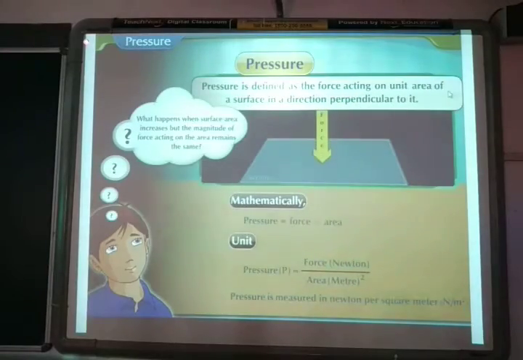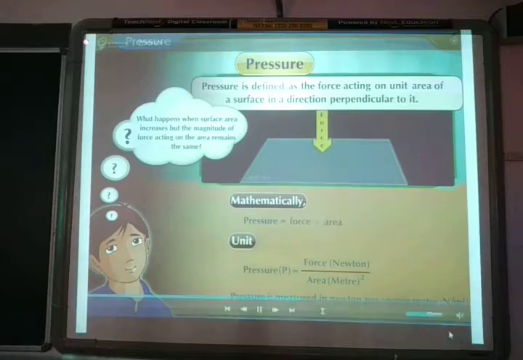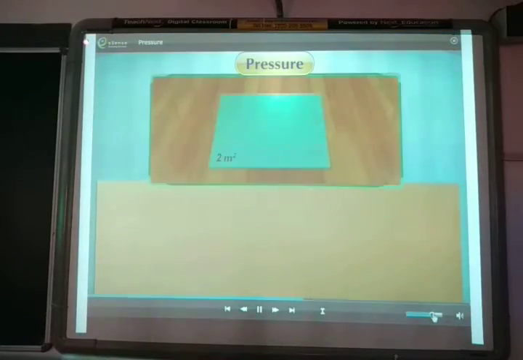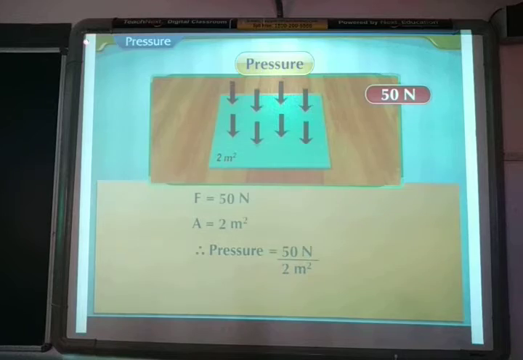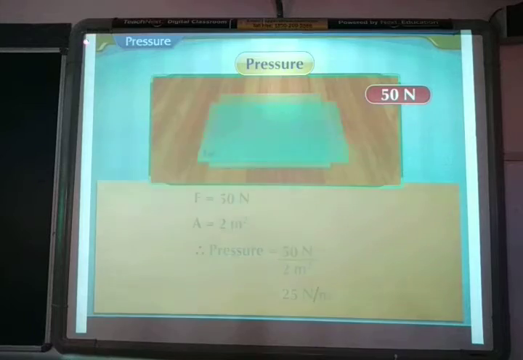What happens when surface area increases, but the magnitude of force acting on the area remains the same? To answer this, let us assume that you apply a force of 50 newtons on a 2 meter squared area. Then, pressure is equal to 50 newtons upon 2 meters squared, which is equal to 25 newtons per meter squared.